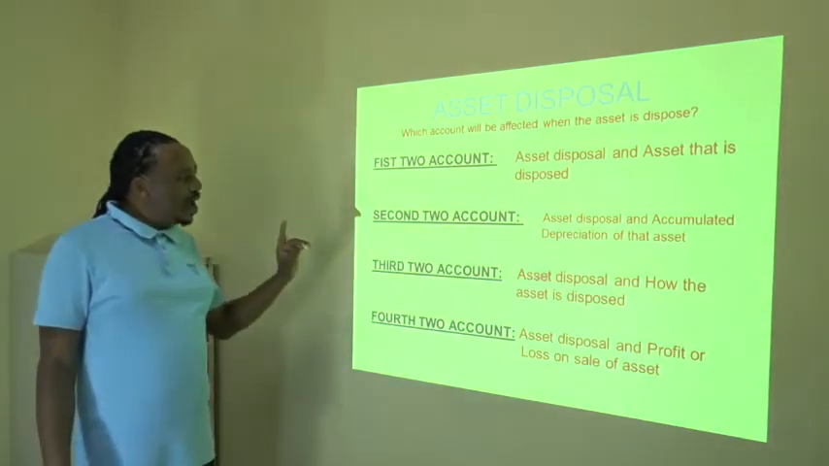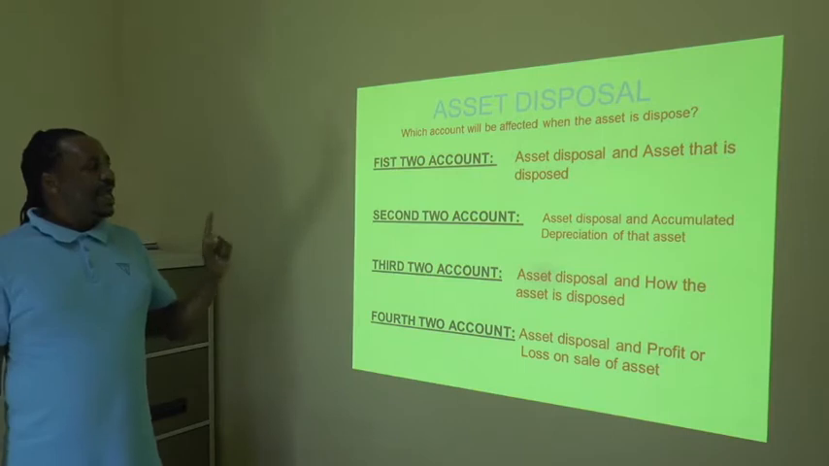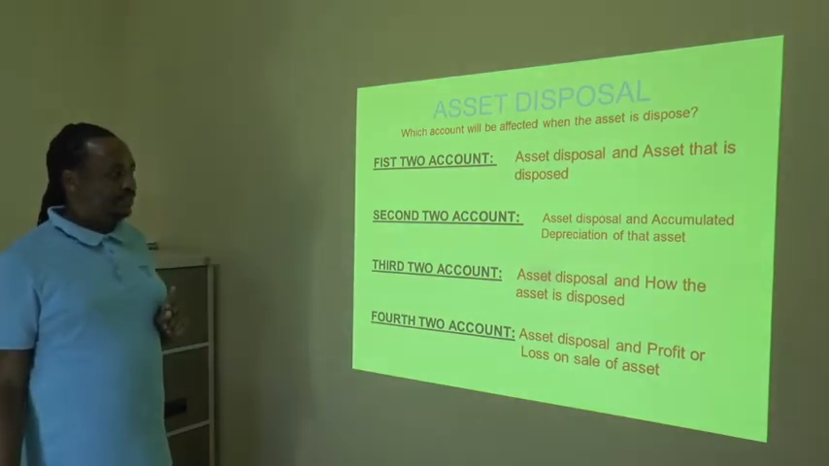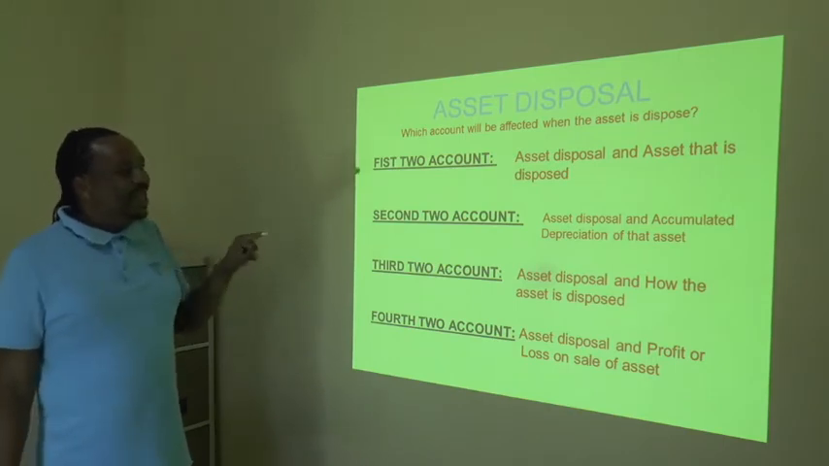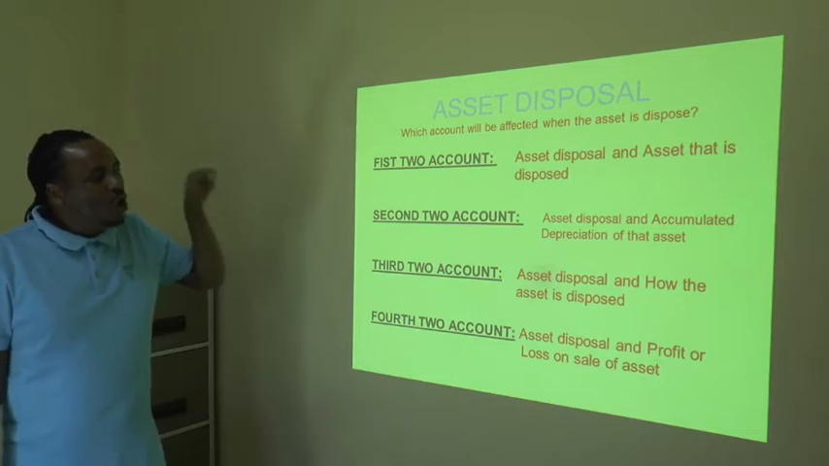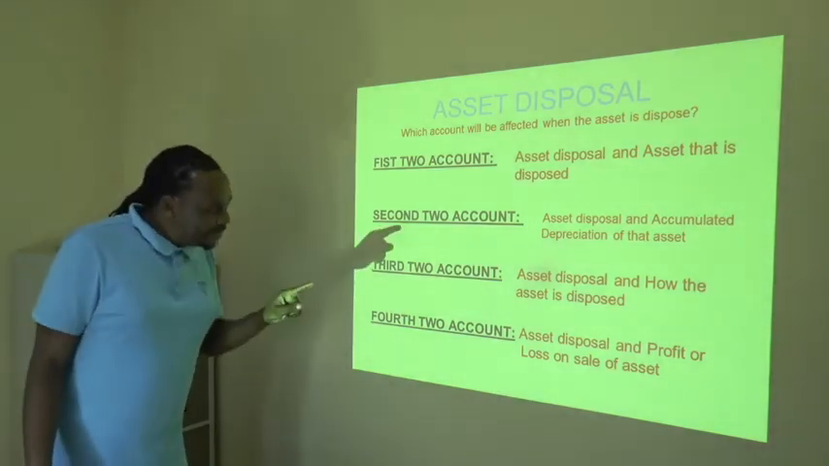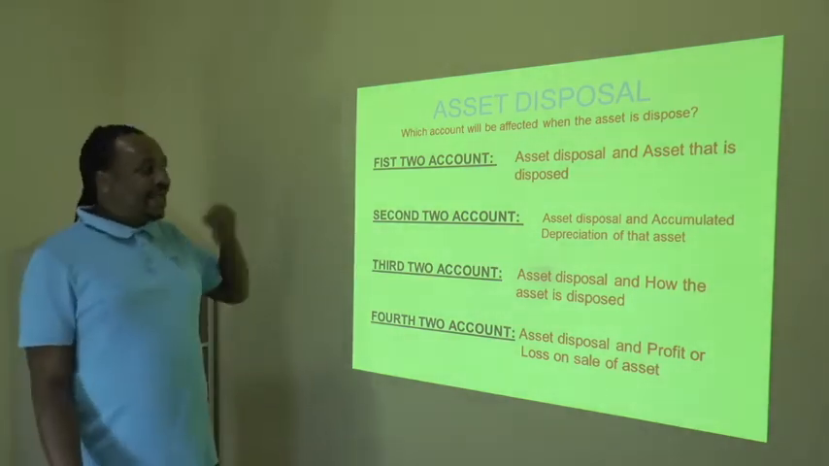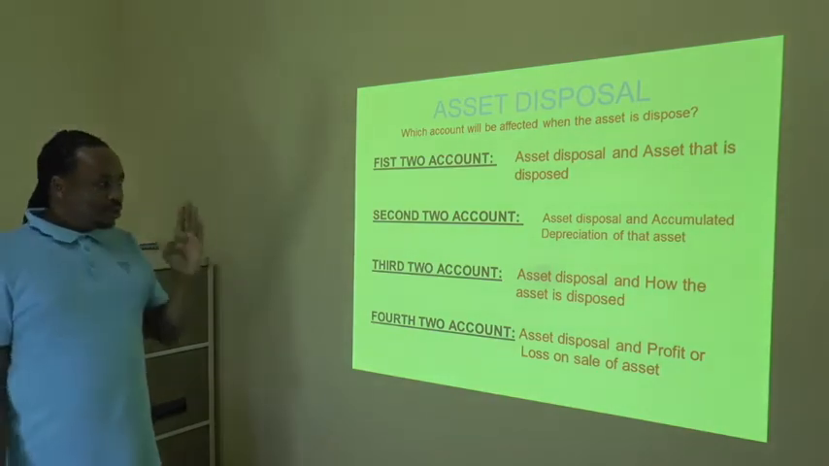The second two accounts that will be affected will be asset disposal and the accumulated depreciation of that asset. If it's equipment, it's accumulated depreciation of equipment. If it is a vehicle, accumulated depreciation of the vehicle. So those are two double entry principles.